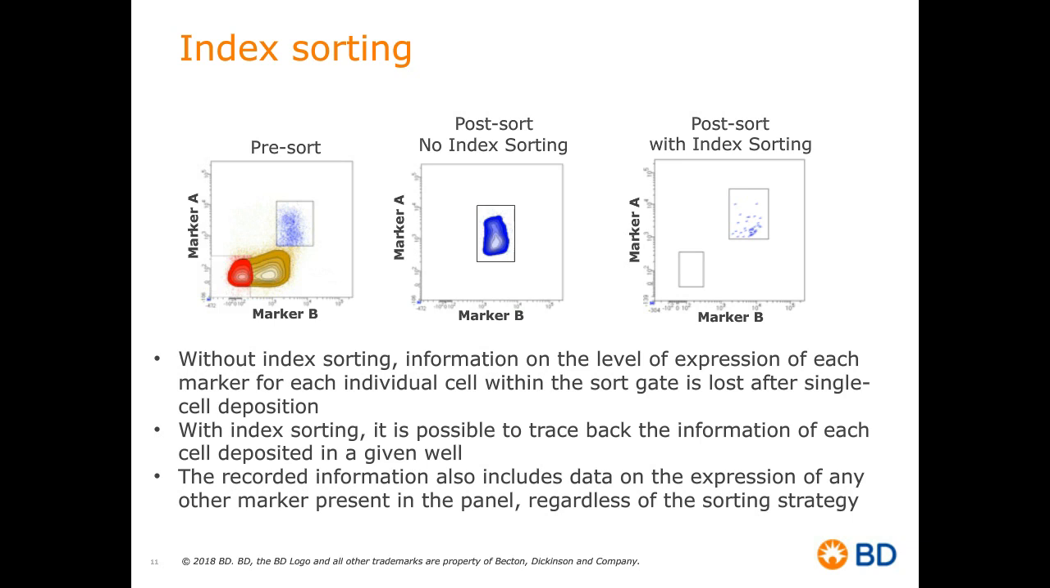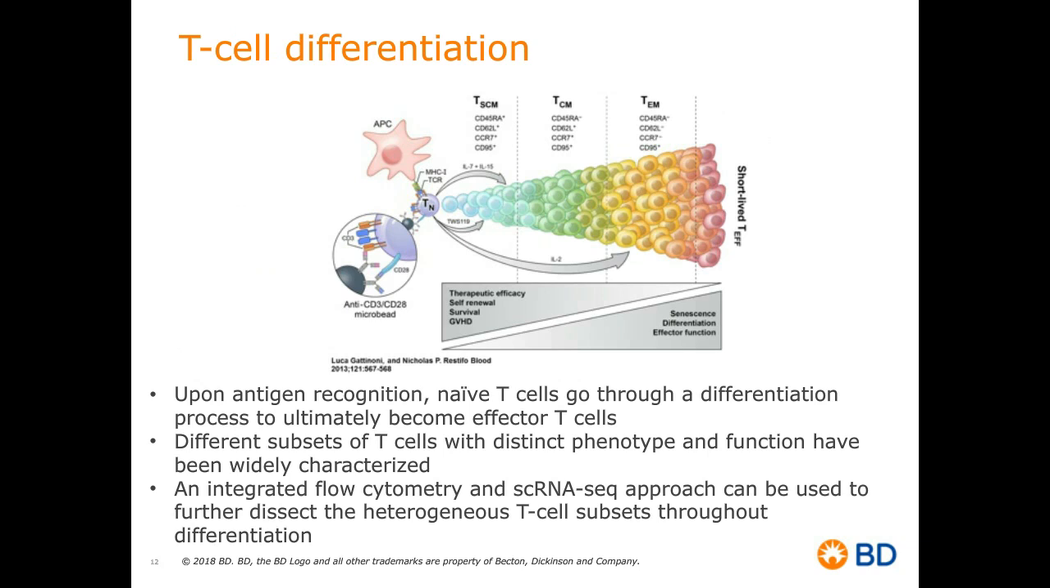And for today's webinar, we're going to put the concept of integration of flow cytometry and single-cell RNA-Seq through index sorting in the context of the very well known and characterized and studied model of T-cell differentiation. Because it's very well known that the T-cell differentiation is a highly heterogeneous system, as depicted here in this cartoon from a beautiful review from Nicolas Restivo and Luca Gattinoni.